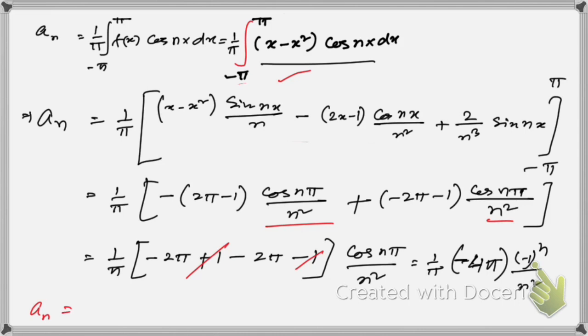This is an is equal to, here pi pi cancels, so we're going to get minus 4 minus 1 to the power n by n square. So this is the value of an, right?